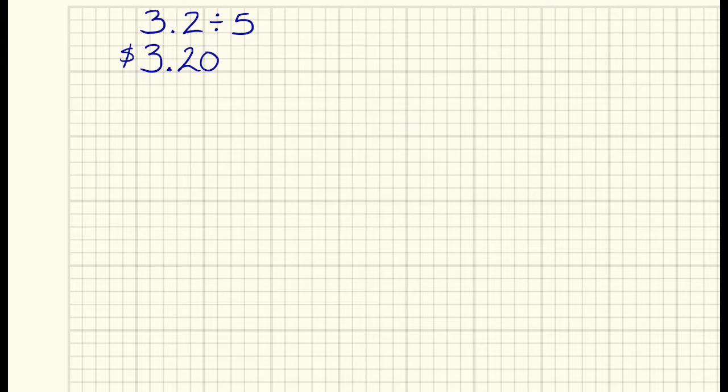And if I think about that for a minute, $3.20, if I share with 5 friends, they're all getting less than $1 because I don't even have $5 to share. So they're getting some change, right? We are going to get a decimal for an answer.